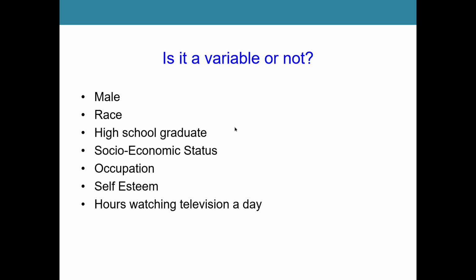Socioeconomic status. Sometimes this is like poor, working class, middle class, upper class. This is a variable. It varies. Some people identify as upper class. Some people identify as upper middle class. Some people identify as working class. So socioeconomic status is a variable.